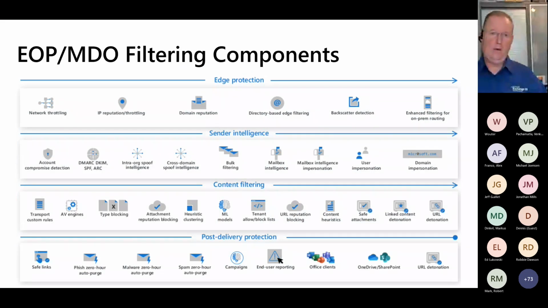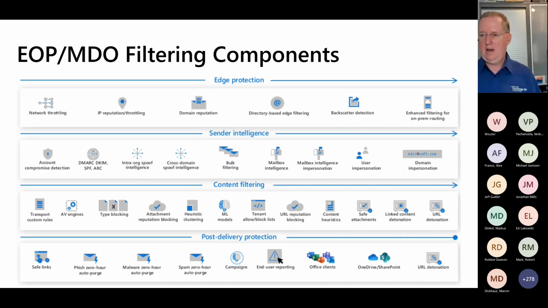So if we combine all the EOP and MDO filtering components, you see there are the filtering components that provide edge protection. So that's the inbound, from the internet protection, like network throttling, or directory-based edge filtering. Yeah, that's a very long name for a simple feature. Basically, directory-based edge filtering makes sure that any email that is not included in your global address list of Exchange is dropped. So any email address that does not exist in your Exchange GAL will not be accepted.